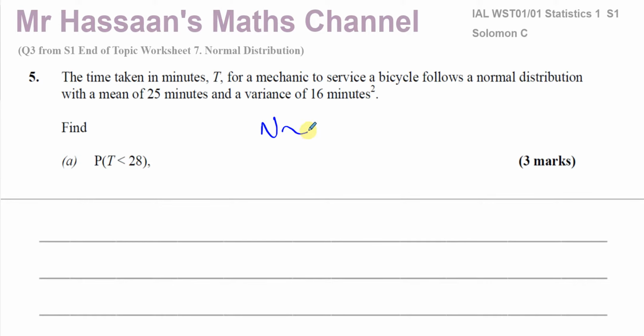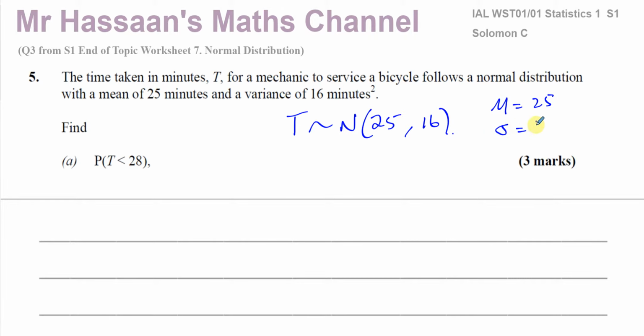So the time taken for the mechanic to service a bicycle is normally distributed. Sorry, the other way around. The time is such that it is normally distributed with a mean of 25 and a variance of 16. So we can see from here that the mean is 25 and the standard deviation, which we're interested in, is equal to the square root of the variance, which is 4.